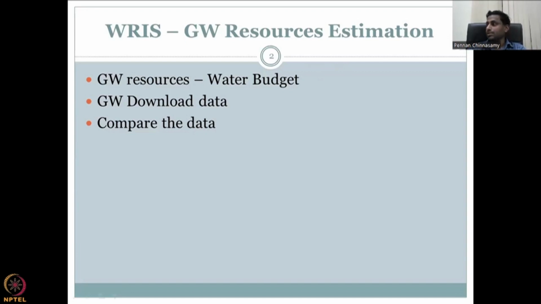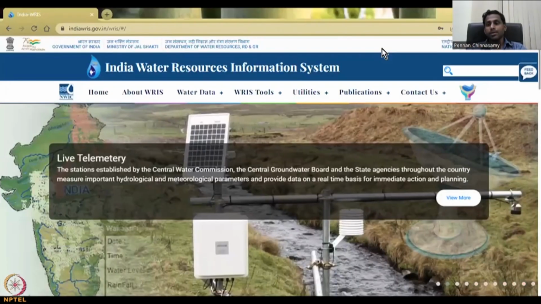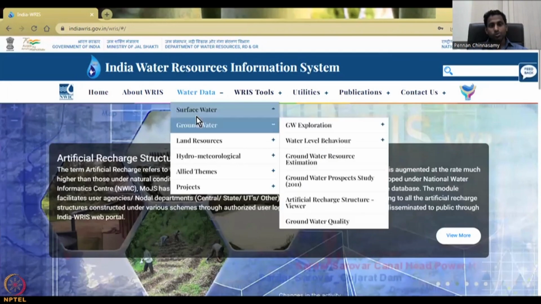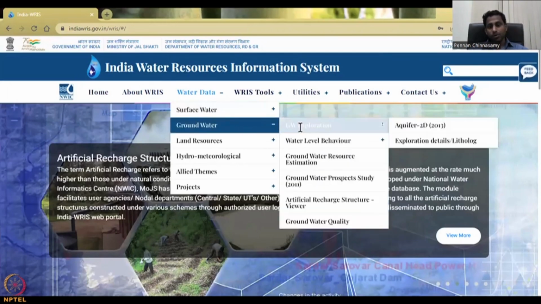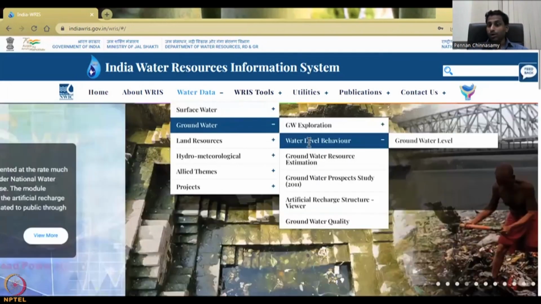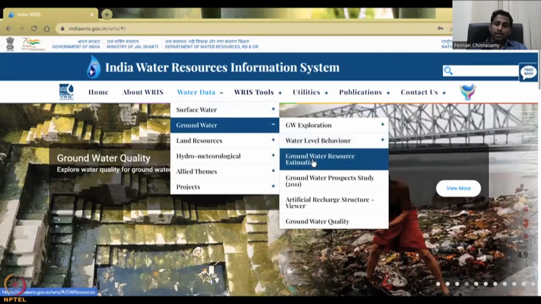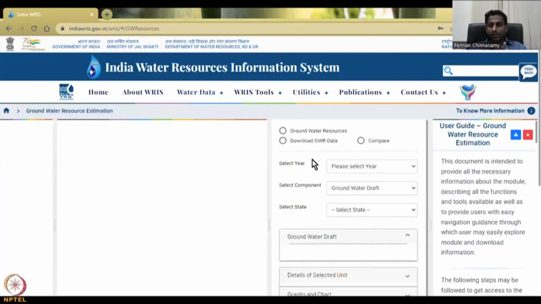I'll have to share my screen. Okay. So we are back at the main page. We go to water data, go to groundwater data. We already saw the exploration. We saw the water level behavior. Now we're going to look at the groundwater resource estimation. I've clicked it and this page comes up.